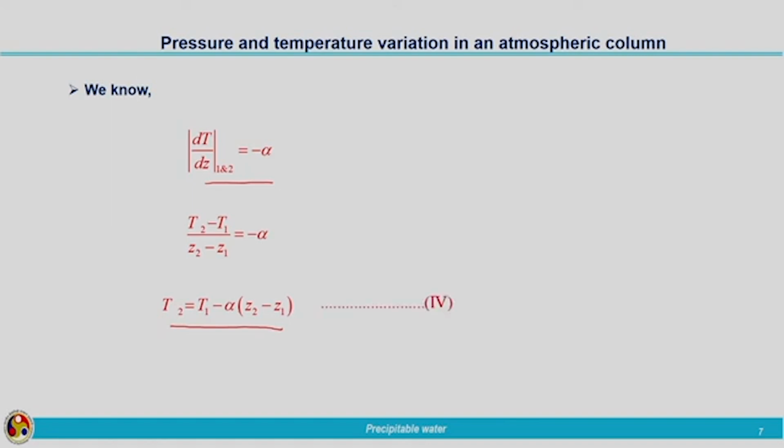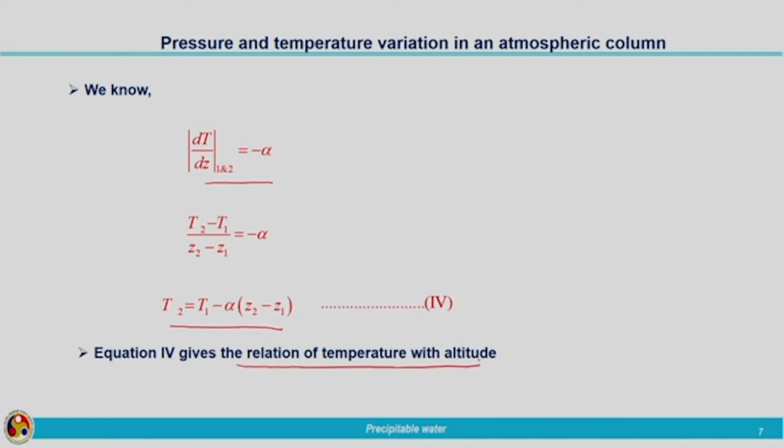Let me name this equation as equation number 4, and this is the equation that gives the relation of temperature with altitude, that is, as we go up into the atmosphere, how the temperature changes. By making use of this equation, we can calculate the temperature at different sections if we know the temperature at a particular level. Also, we need to have an idea about the lapse rate, how much it is.